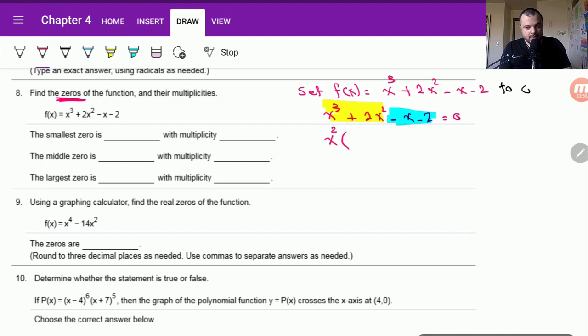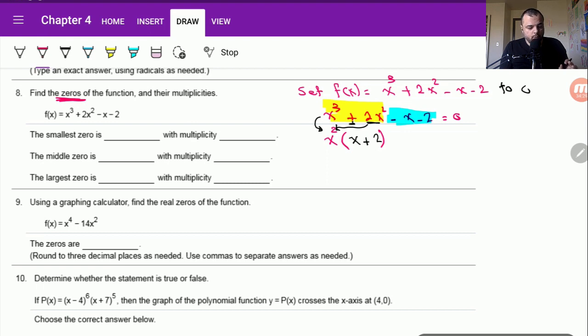So what is left in the first term? You just divide. x cubed divided by x squared is just x. Then plus, bring it down. Then divide the second term over that factor that you pulled out. So 2x squared divided by x squared is just 2. Then we finished with this group, so I close the parentheses.